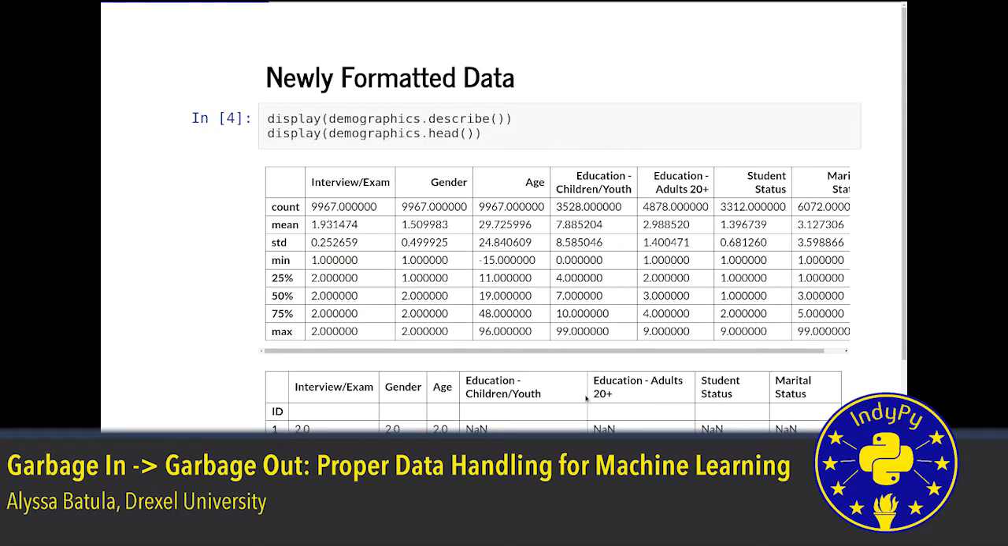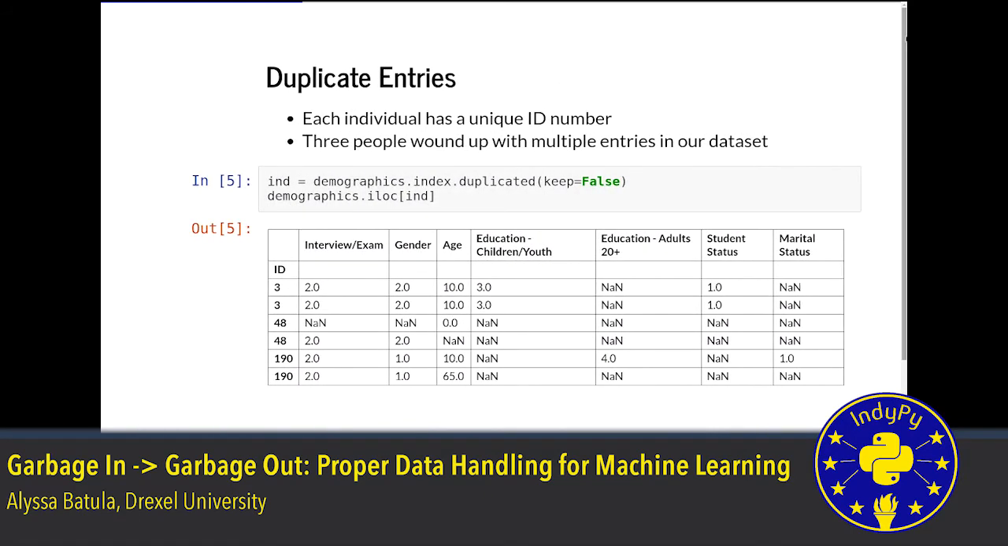So I also talked about duplicate entries. It's relatively easy to find. You can ask pandas to find all the duplicate IDs. Each ID number refers to a person. And there are different ways that you can find duplicates in your database. So one person, number 190, has conflicting information. Are they 10 years old or are they 65 years old? The age column doesn't match.